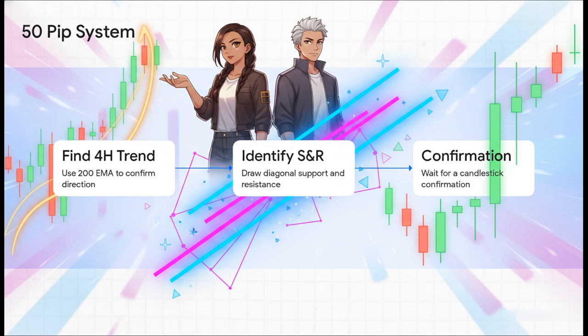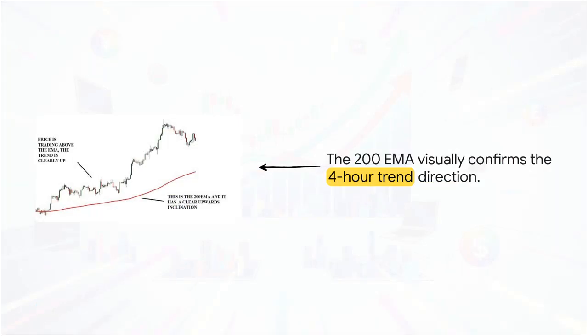We'll trade like seasoned professionals using just 3 core components: the 200-period exponential moving average for our trend, simple diagonal support and resistance lines, and lastly, the language of the candlesticks themselves. Let's break down how this builds visually. First, we look at a 4-hour chart. This brilliantly filters out all that frantic minute-by-minute daily noise.